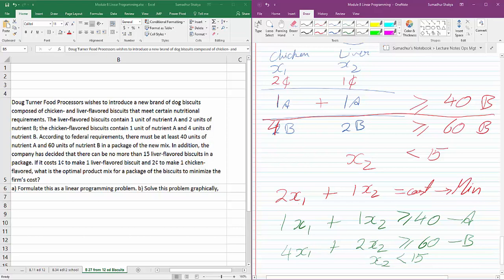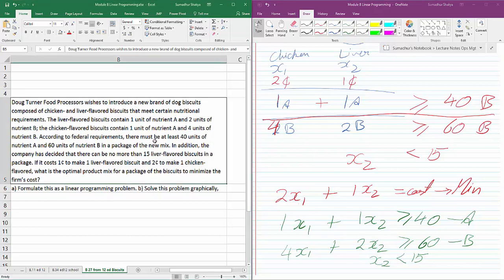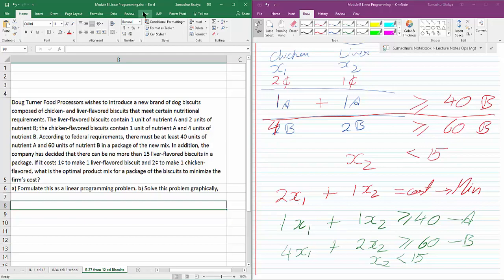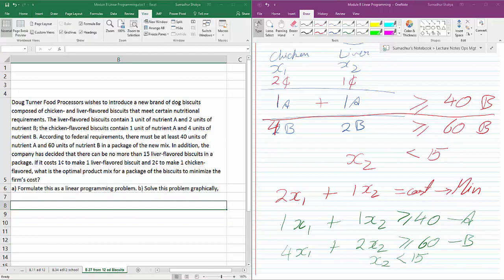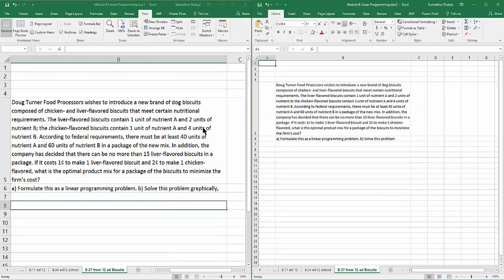So the rest of the number of biscuits in the mix would be x1, such that the combination of the nutrition A and B are met. Okay, now let's bring this problem in a spreadsheet so we can use Solver to find out the x1 and x2 for us. So at this point I'm going to bring in View, New Window, and bring this here such that we can start solving this.